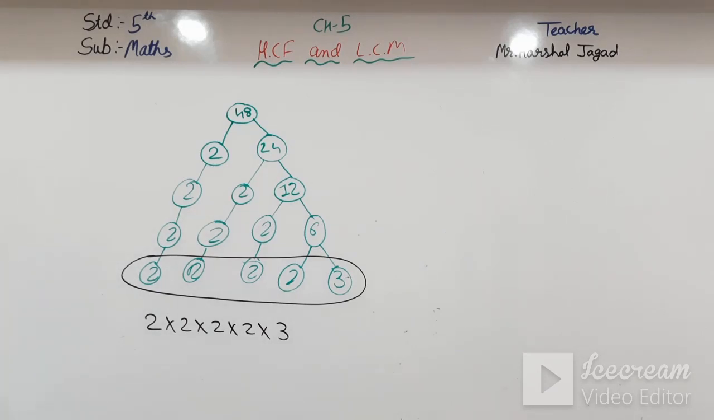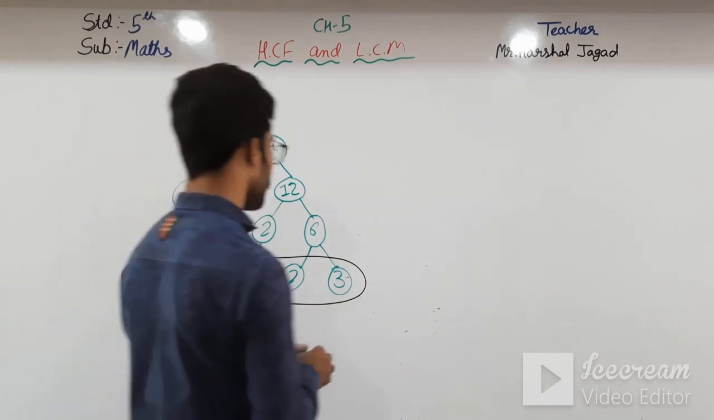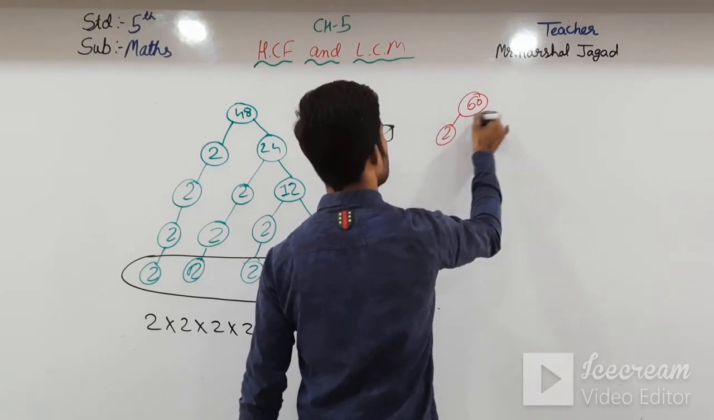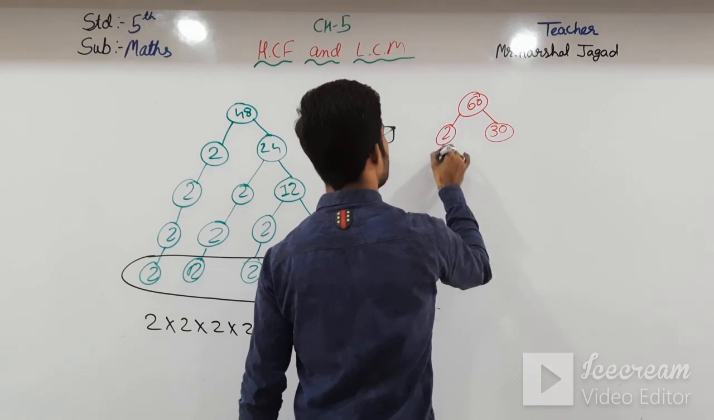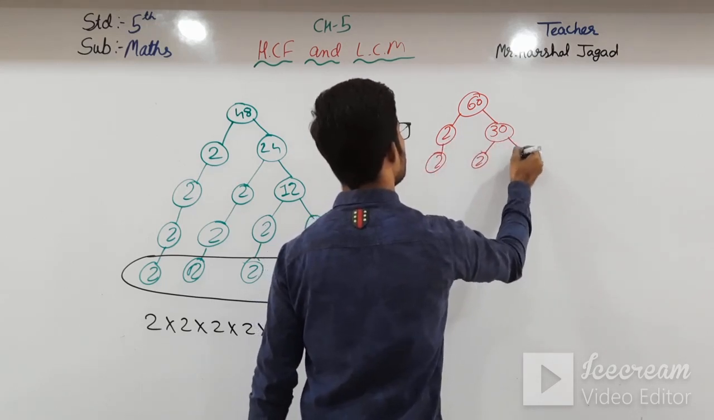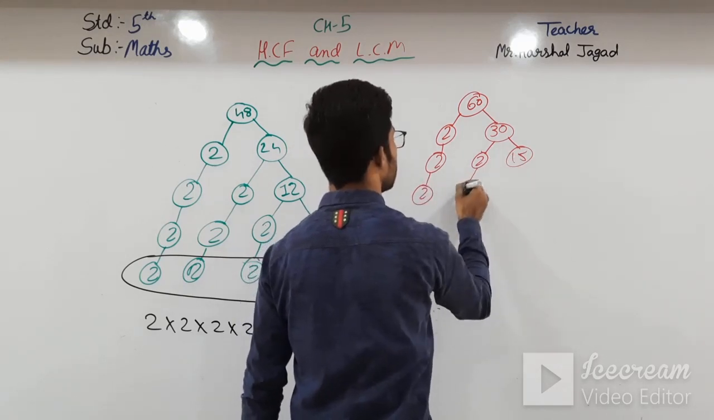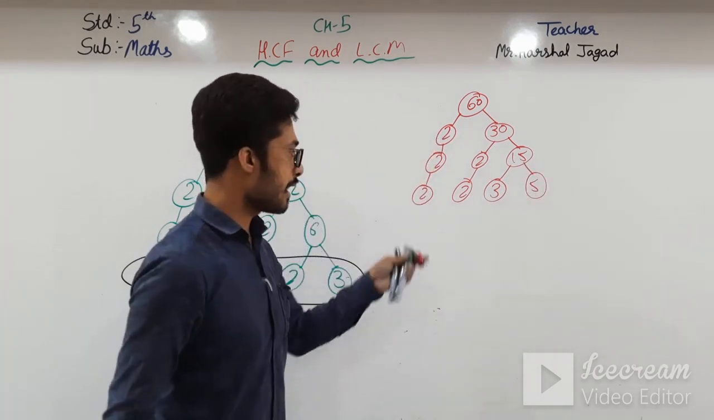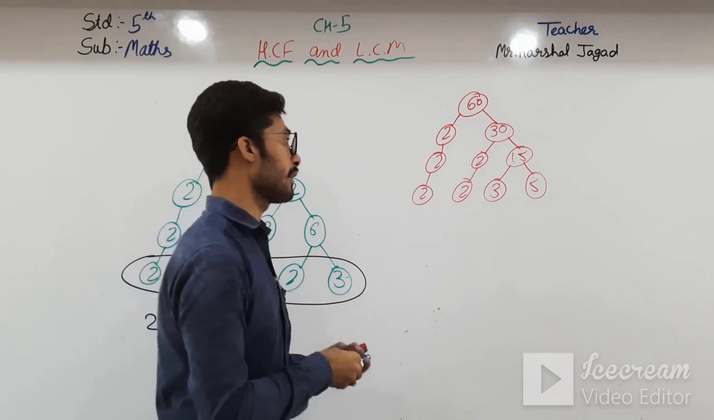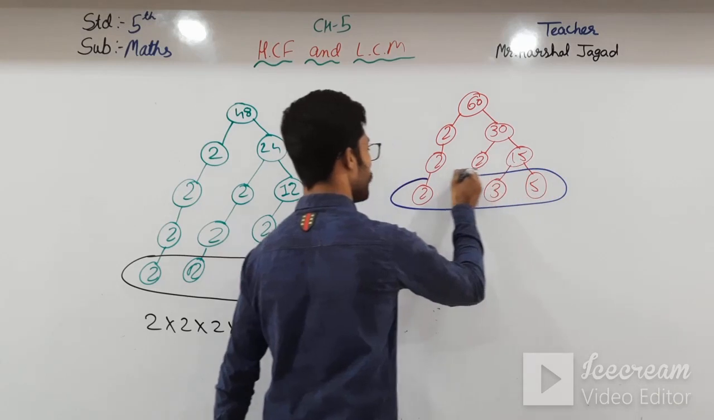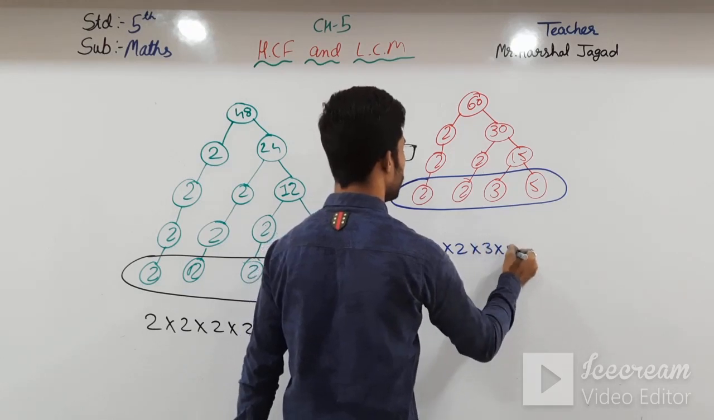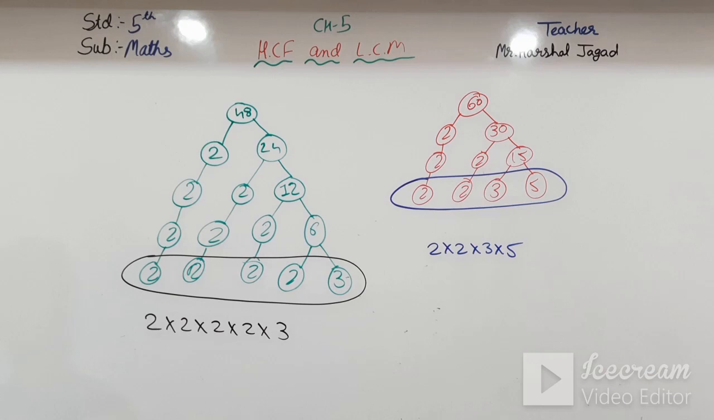Now, we have to find the prime factors of 60. How will we find the prime factors of 60? First of all, 2, 3 is 6. Then 2 will remain as it is. 2, 15 is, 2 will remain as it is. Here also 2, 3 into 5, that is 15. So these are the prime numbers, and we get the prime factors of 60, that is 2 into 2 into 3 into 5. So the prime factors of 60 are 2 into 2 into 3 into 5.